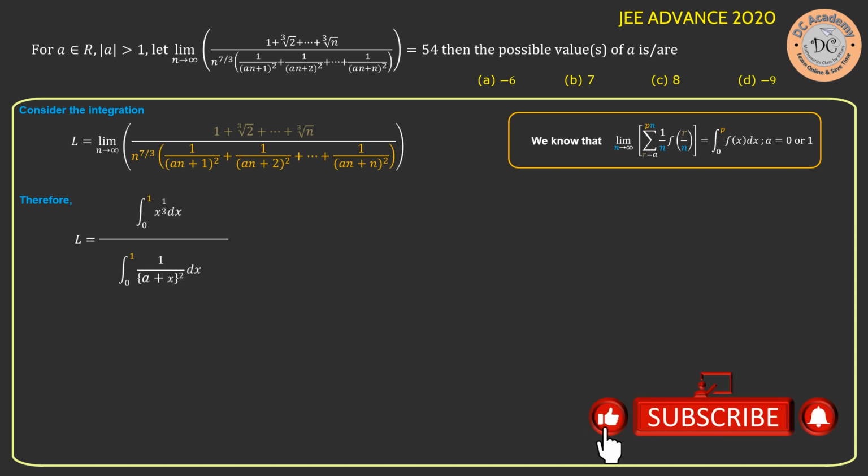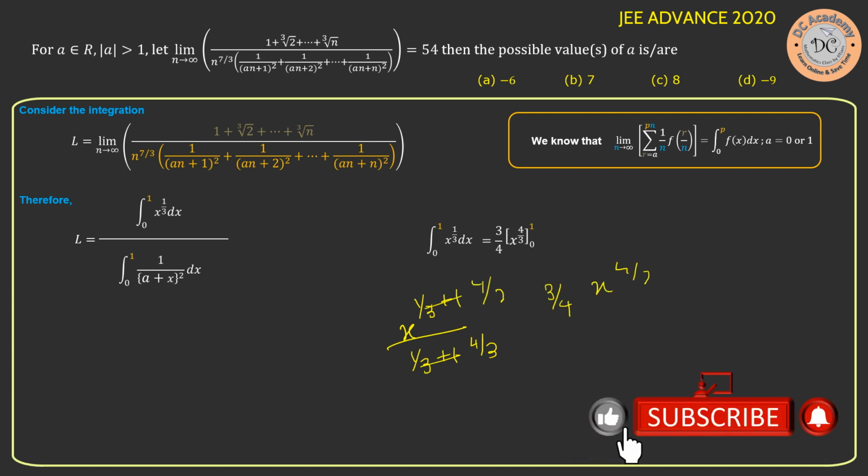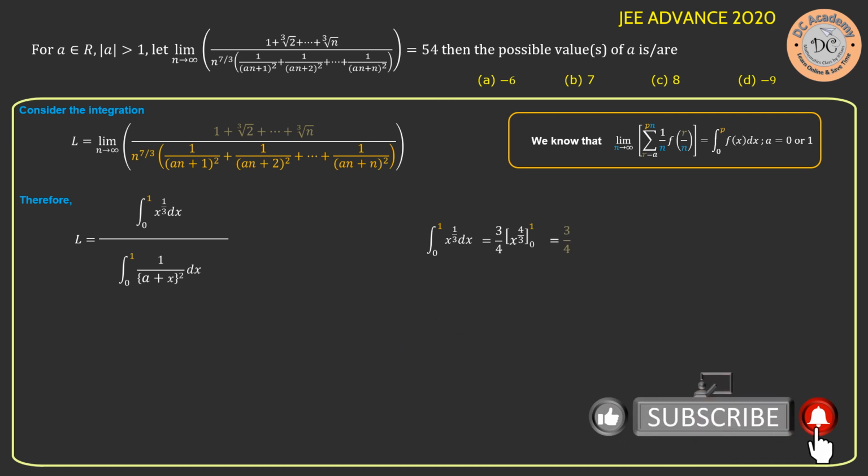So first we consider the limit in the numerator. It is a very straightforward limit. So it will be x to the power 4 by 3 divided by 4 by 3. How do we do that? It is very simple. It will be x to the power (1 by 3 plus 1) divided by (1 by 3 plus 1). So therefore it will be 4 by 3, here also 4 by 3. So that's why it will go upstairs, be reciprocated, and x to the power 4 by 3. So we directly write it. Applying the limit, we get it as 3 by 4. Go ahead for the next integration.